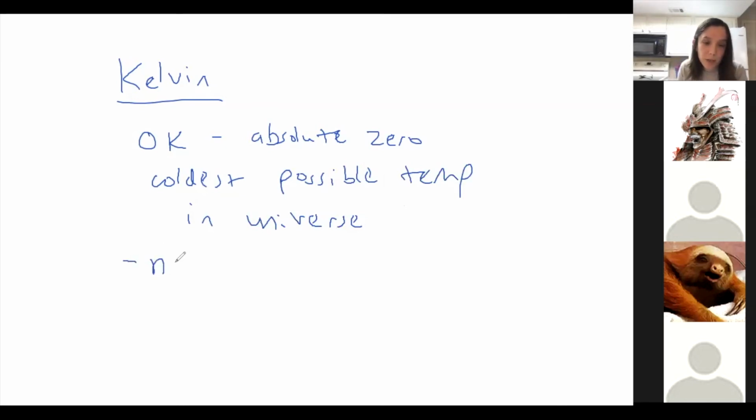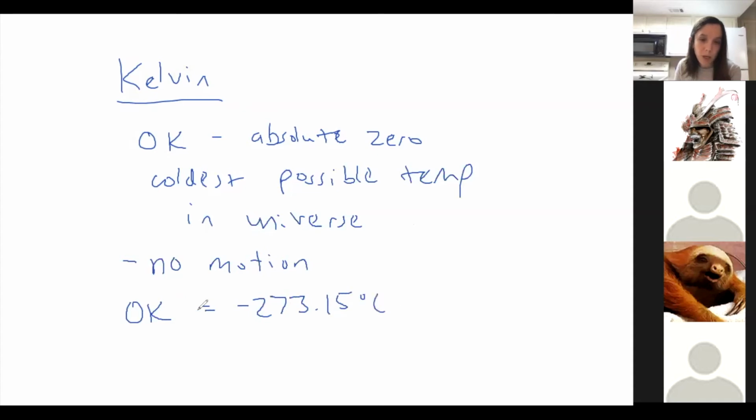So that's when there's no motion, no thermal energy, all atoms stop moving. So you can't get below that. At that temperature, there's no energy. You can't get below 0 energy. Zero Kelvin is equal to negative 273.15 degrees Celsius, which is equal to negative 459 degrees Fahrenheit.